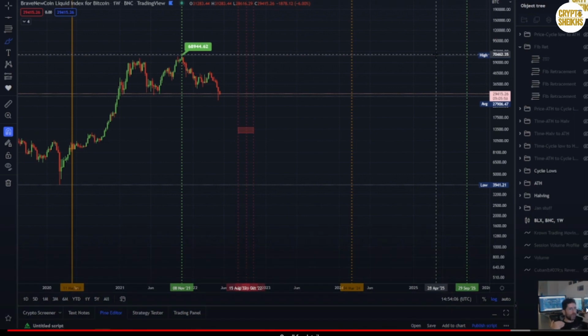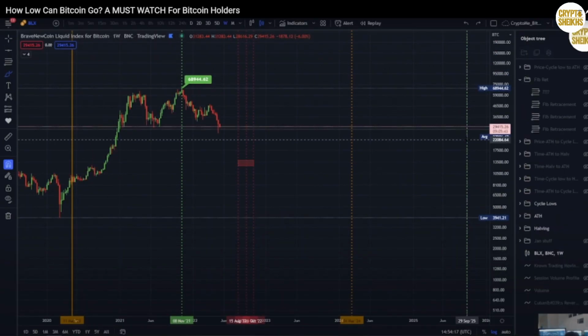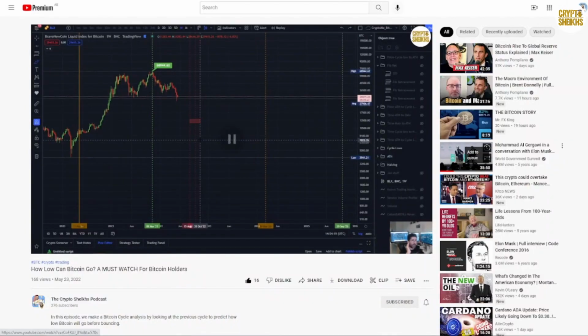So don't invest what you need. You need to put in money that you're not thinking about for a couple of years from now. As we said, the new all-time high might come in September 2025. So if you're buying now, think that you have to hold these for 2 to 3 years.